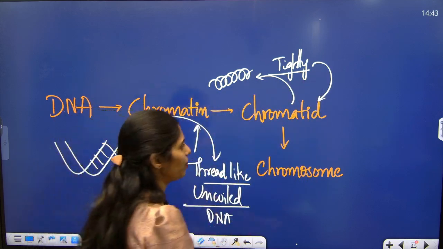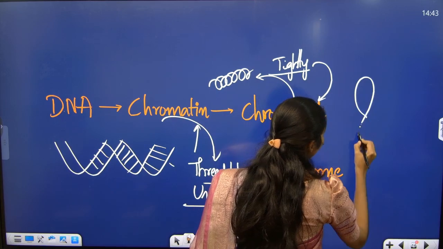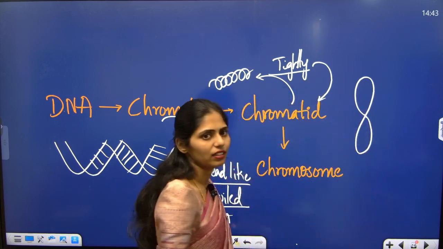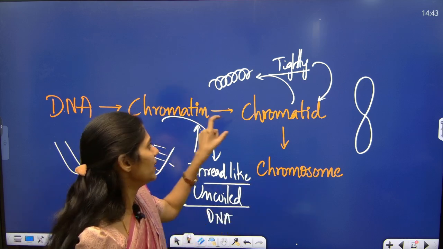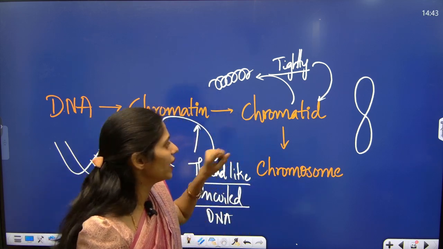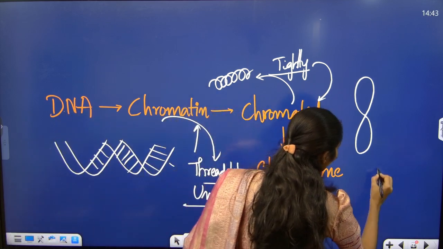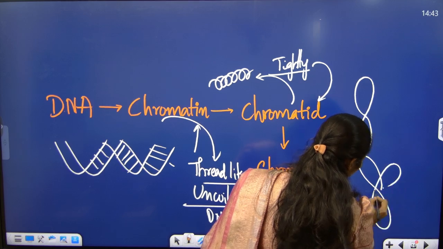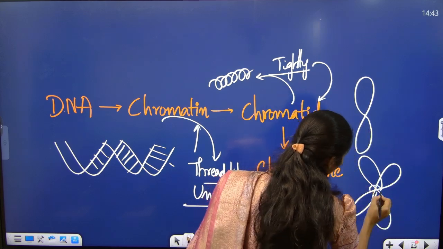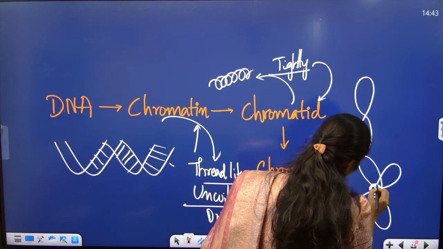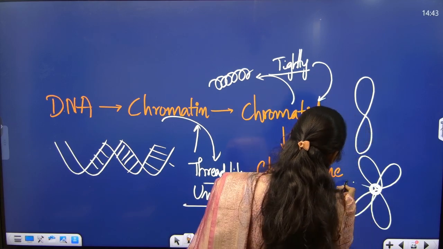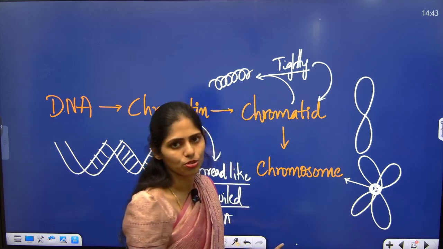So what is the shape of a chromatid? It will be like this. It is the shape of 8. The shape of 8, that is, very tightly condensed DNA is called chromatid. But what is a chromosome? When two chromatids join and are fixed at the centromere, this structure is called your chromosome.